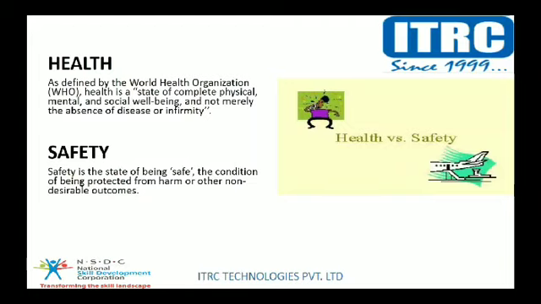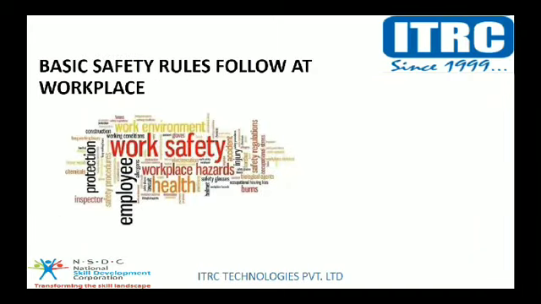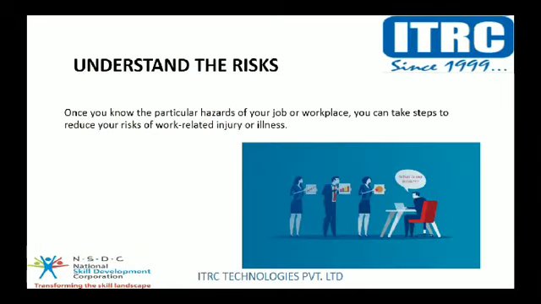So, we can conclude from the above definitions that the main goal of safety and health program is to prevent workplace injuries, illness, and death. Now we will discuss some basic safety rules to follow at workplace. Number one is understand the risk.